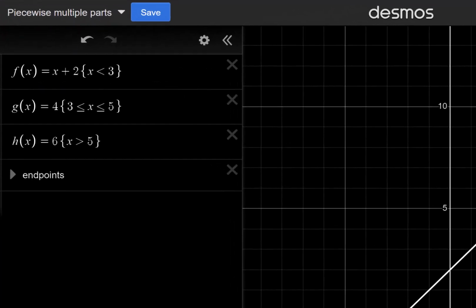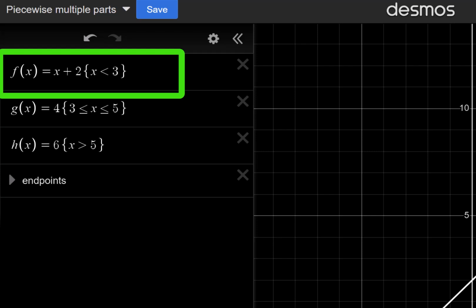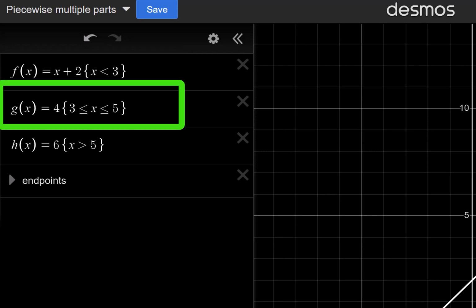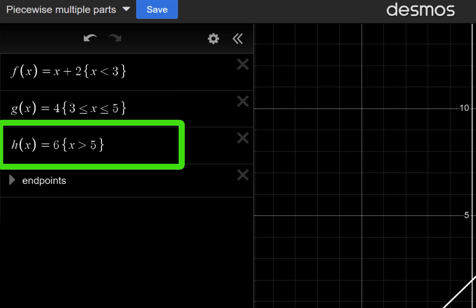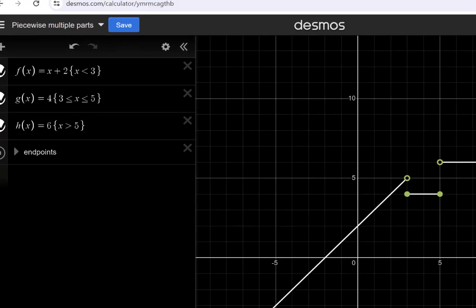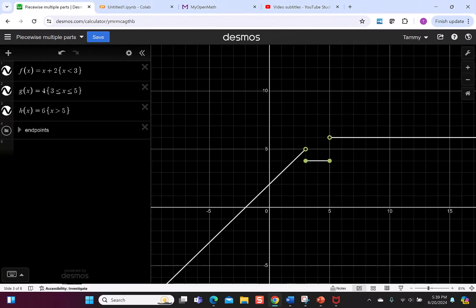So you can see I did f of x is x plus 2, and then I put in brackets x is less than 3. The second line I did g of x is 4, then in brackets I have x is greater than or equal to 3, less than or equal to 5, and then the last one says h of x is 6 when x is greater than 5. When you do multiple pieces, you need to label them as different things. You can't call each piece f, that gets confusing to Desmos.